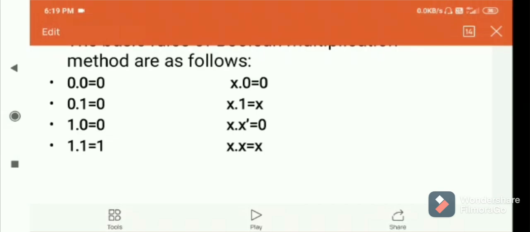x dot x bar equals 0, where x is equal to 0 or 1. If x is equal to 0, then x bar is equal to 1, so 0 dot 1 equals 0, or x is equal to 1, x bar is equal to 0, so 1 dot 0 equals 0. This satisfies the AND gate truth table.